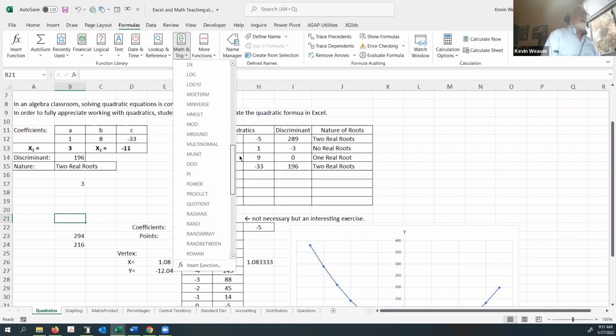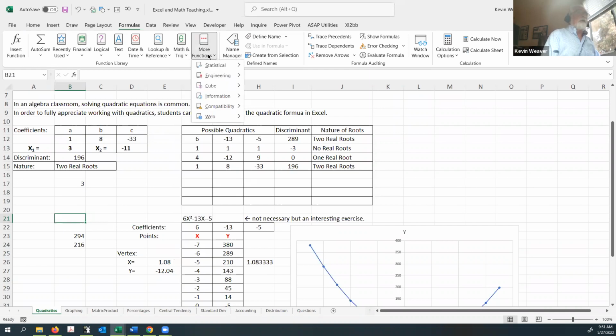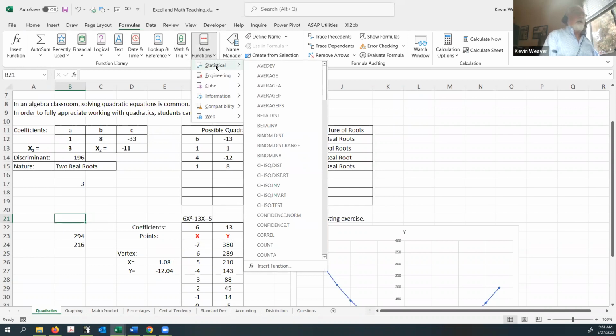Maybe it is statistical, okay? So we don't see that one showing up here in my choice of the function library, but there is one that's called More Functions. And by golly, there is one called Statistical. And if I then scroll down here and get down into the Q's, there are the quartile calculations. And so, yes, you can do it.